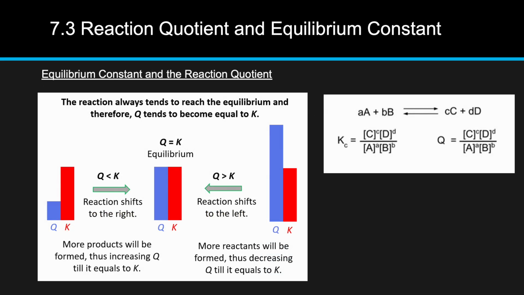Last lesson we learned about K, which is the equilibrium constant, and today we are introducing Q, which is the reaction quotient. Now, both of these use the same mathematical expression, as you can see here, but they're going to describe the reaction at different times. So K is only going to use concentrations or pressures at equilibrium. If they are not at equilibrium, then most likely you are using them to solve for Q.